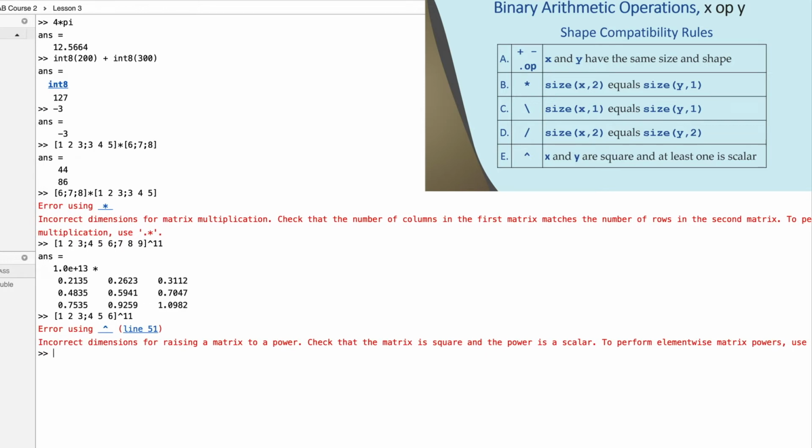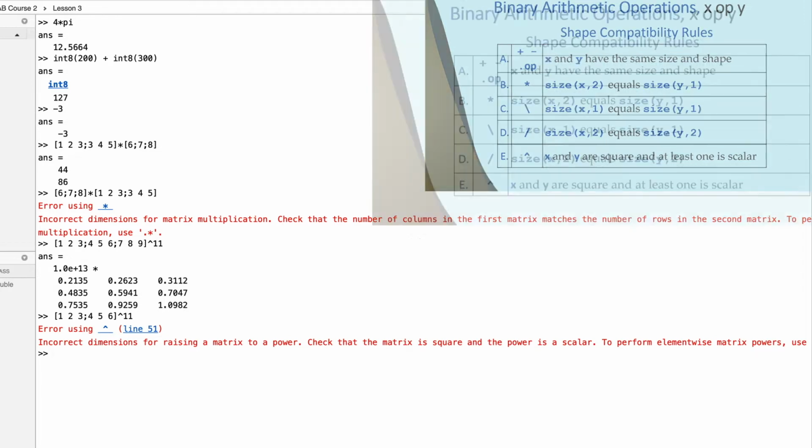You know, if you take a minute to think about it, even if you didn't know Rule E, you could see from Rule B that you can't raise a non-square matrix to a power. That's because raising a matrix to a power means we are multiplying the matrix by itself, and Rule B says that its first dimension must be the same as its second dimension. If you need to pause me to think about that, or for any other reason, I won't be offended.